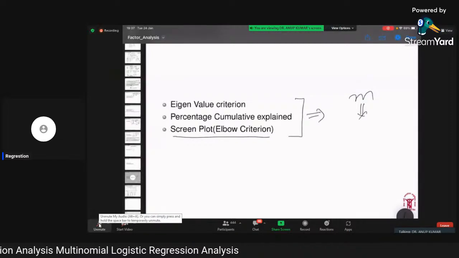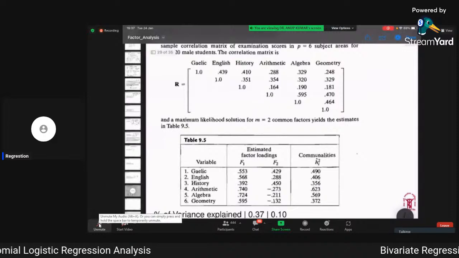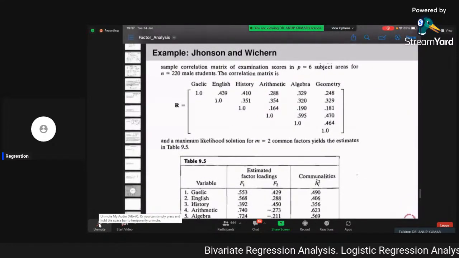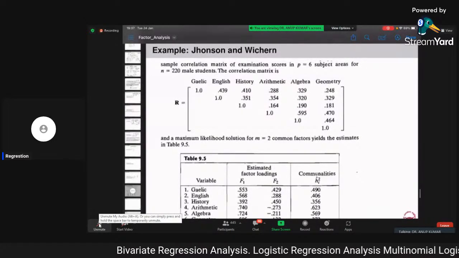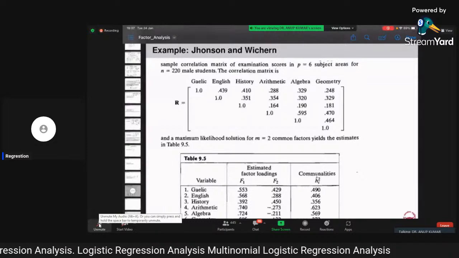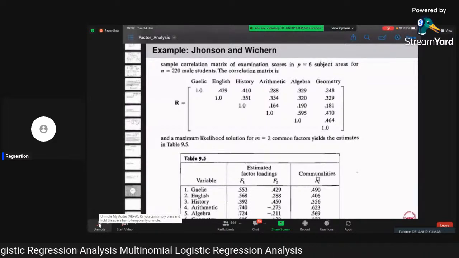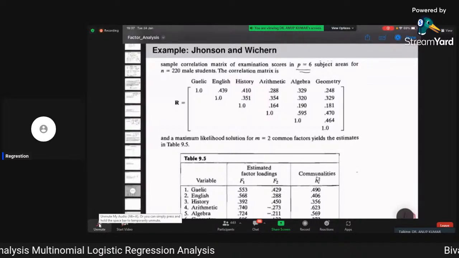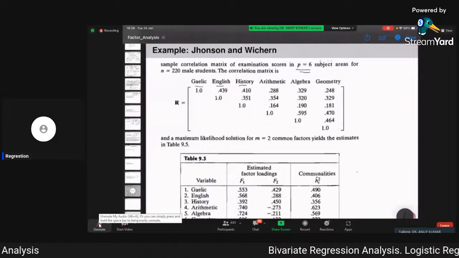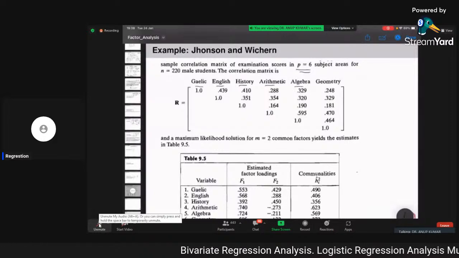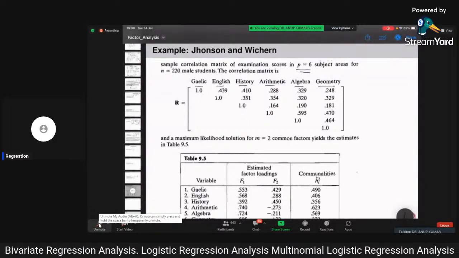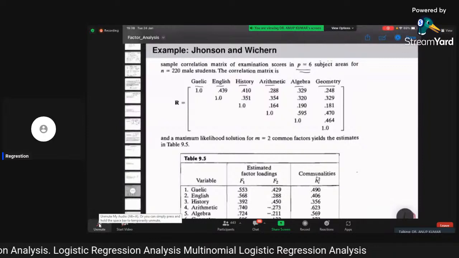Now let us take an example. This example is taken from the Johnson and Wichern book. In this example, we have marks in 6 subjects. What are those 6 subjects? Gaelic, English, history, arithmetic, algebra, and geometry.